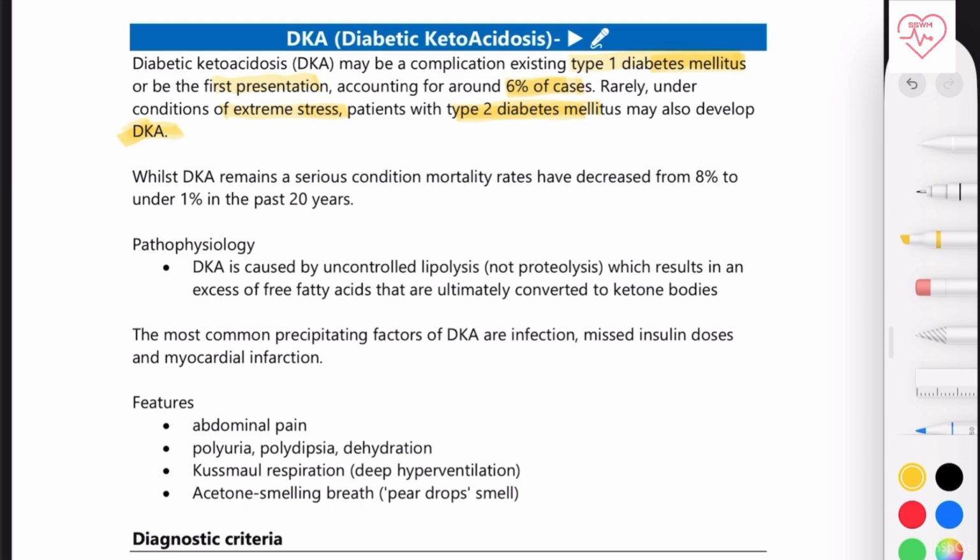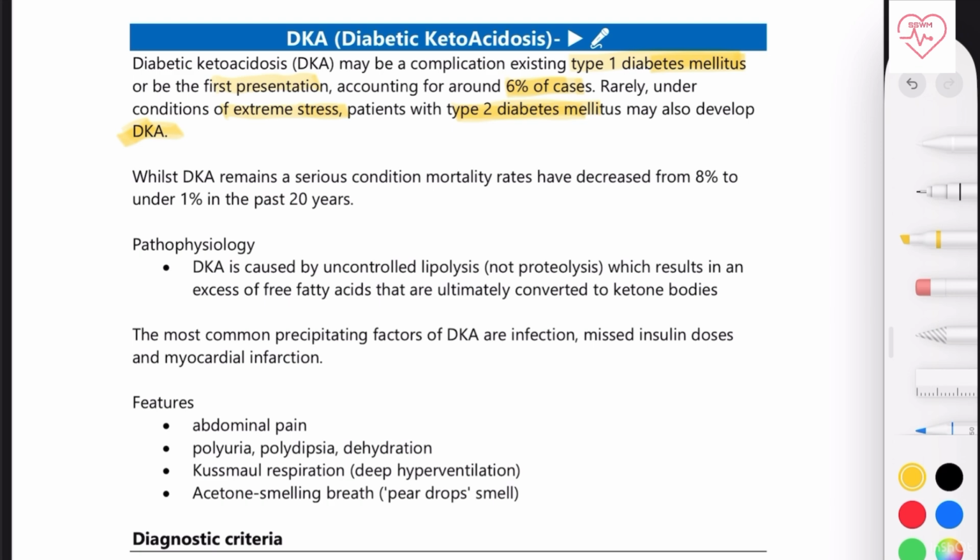Now let's come to another point. Diabetic ketoacidosis remains a serious condition. Mortality rates have decreased from 8% to under 1% in the past 20 years, right?